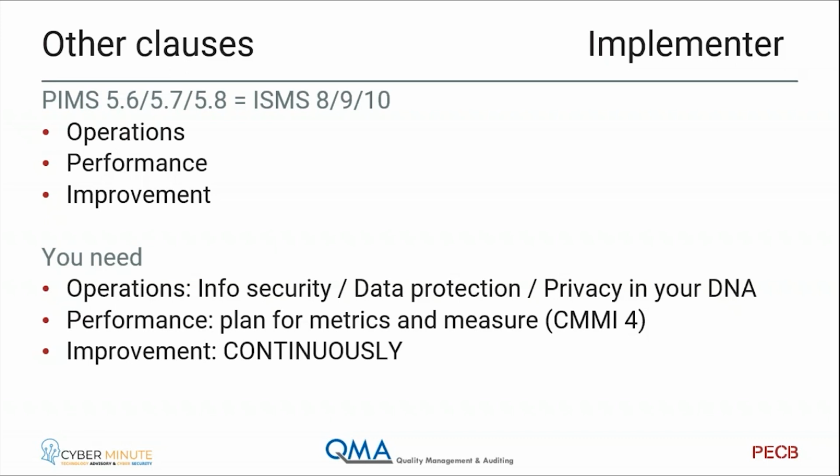The other clauses, as you have seen, are 8, 9, and 10, where 8 is operations. We will come back to that in the next part, because the Annex is all about operations. Performance and improvement are in module 9 and module 10. Performance means you need to measure it, so that's the CMI index 4. That is actually the target. And module 10, in this case 5.8 in the PIMS system, is continuous improvement. So that's exactly what I mentioned at the start of the presentation.